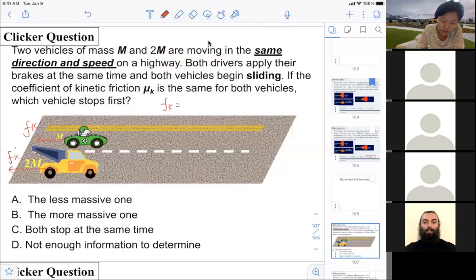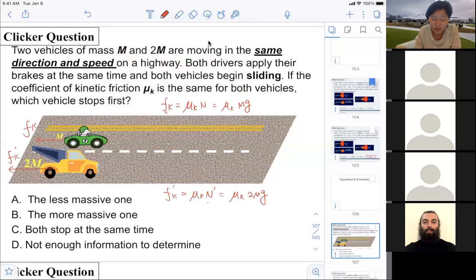Friction is equal to mu k times what? You still remember how to calculate kinetic friction? Times the normal force. Yes, times the normal force. So if we're talking about the green car, the less massive one, the normal force is going to be equal to the weight of that car, mg. If I'm doing the kinetic friction on the orange one, the more massive car, you can see the friction is going to be mu k times a bigger normal force, that's 2mg.